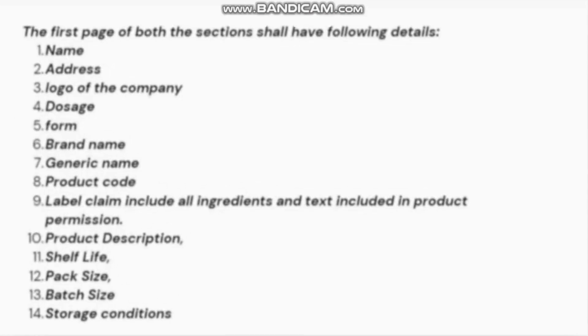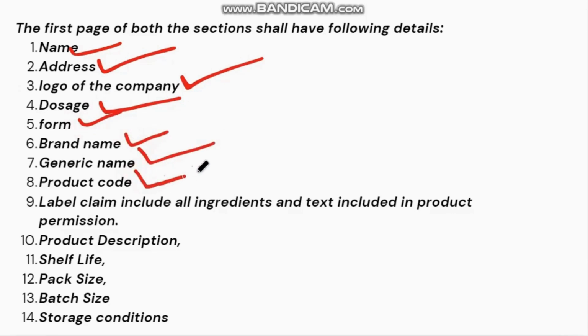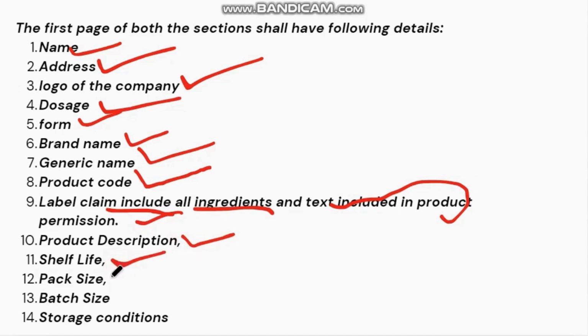Preparation of MFR. So MFR is divided into two sections, that is manufacturing and packing. The first page of both sections shall have the following details: name and address of the company, then logo of the company, then type of the dosage form, brand name of the dosage form, generic name of the dosage form, then product code, then label claim, including all the ingredients and text included in the product permission, then product description, shelf life of the product, then pack size, then batch size, and storage condition of the product.